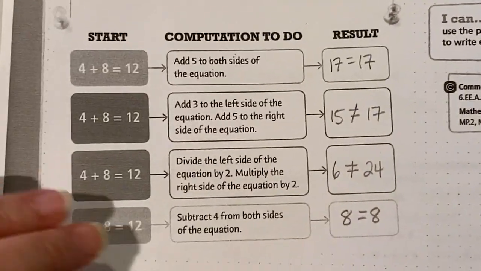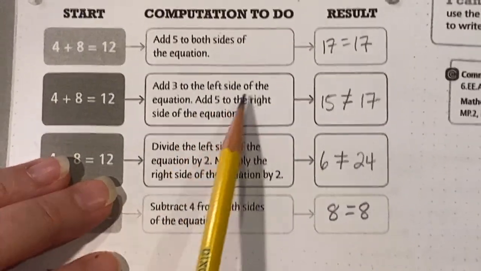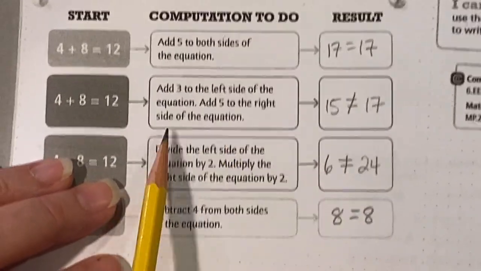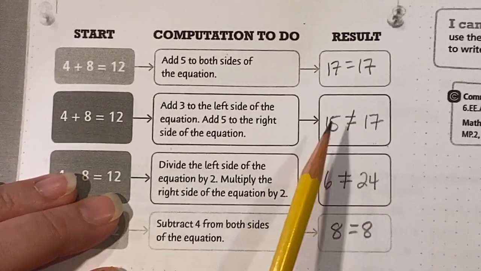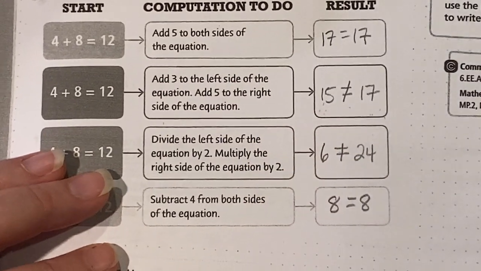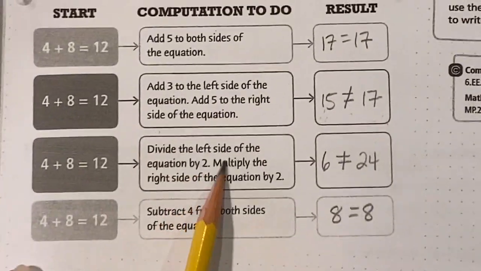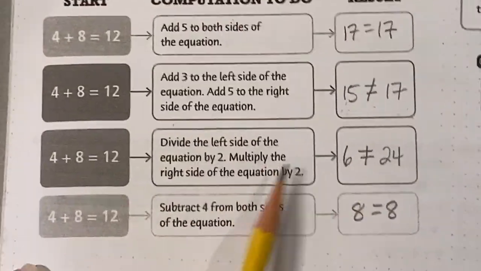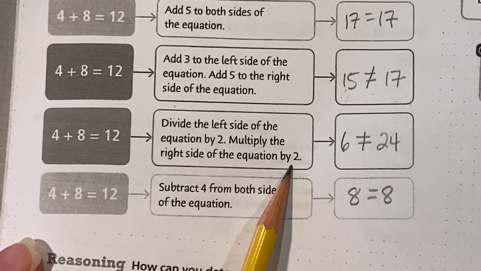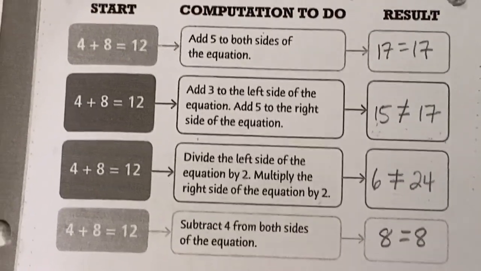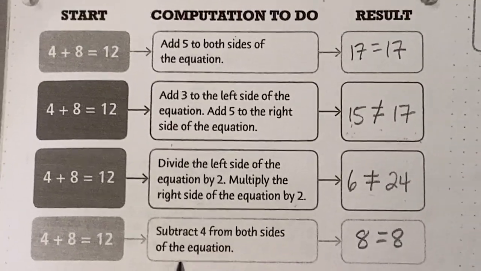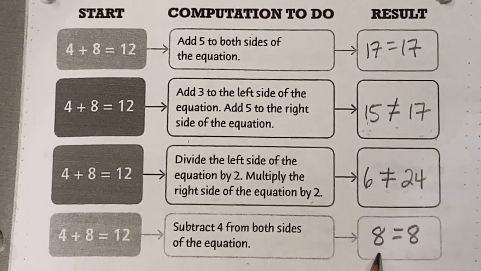Okay, let's take a look. Add 3 to the left side of the equation and add 5 to the right side of the equation. Well, these two are not equal. So you get 15 does not equal 17. Divide the left side of the equation by 2 and multiply the right side of the equation by 2. And you've got 6, which does not equal 24. Subtract 4 from both sides of the equation, and you get 8 equals 8.